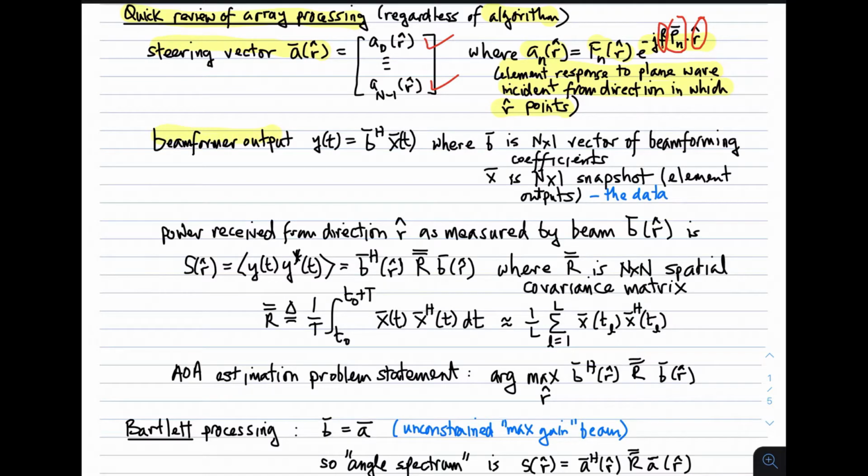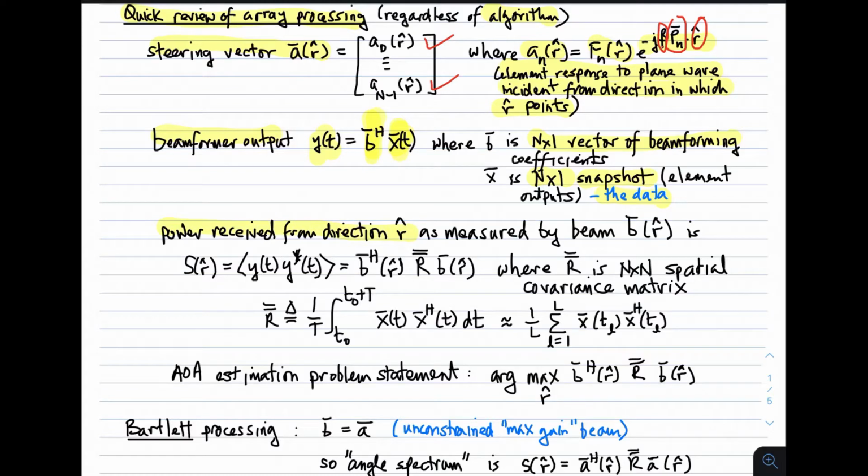The beamformer output is written as follows. The output is y as a function of time. X as a function of time is the snapshot vector. That's the n by 1 vector of element outputs, in other words, the data. And b is the n by 1 vector of beamforming coefficients. And the convention we're currently using is that the beamformer is defined as b Hermitian, that's conjugate transpose, times snapshot. So the output is a scalar value.